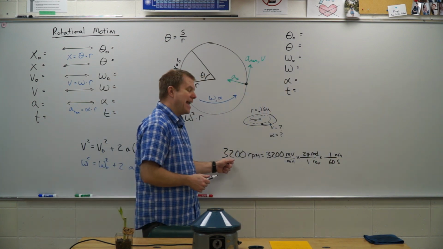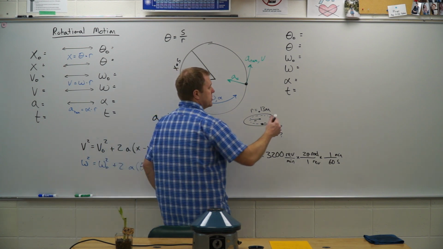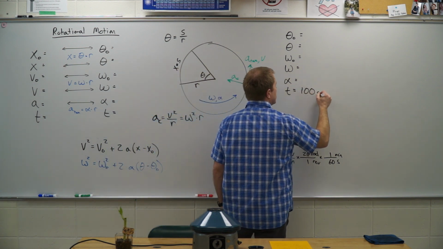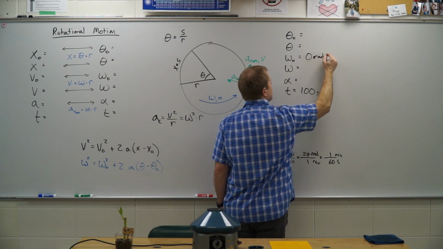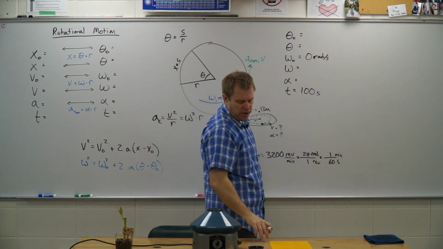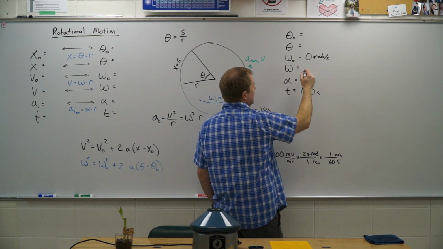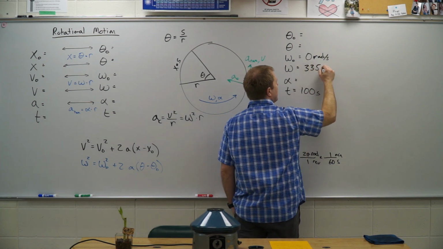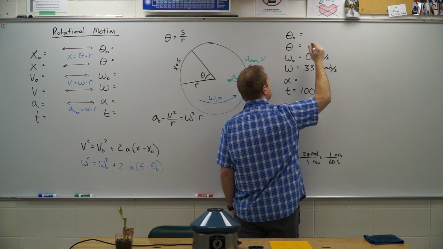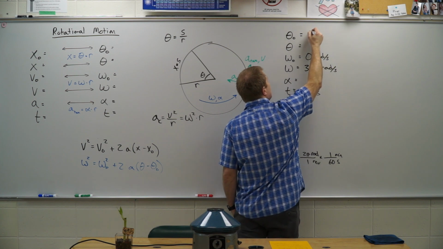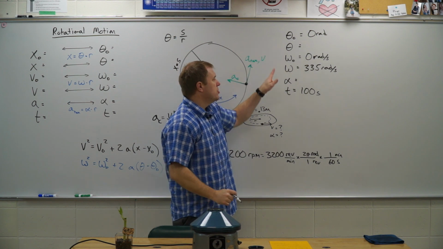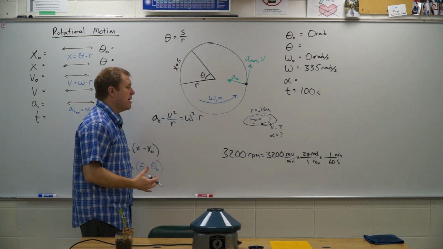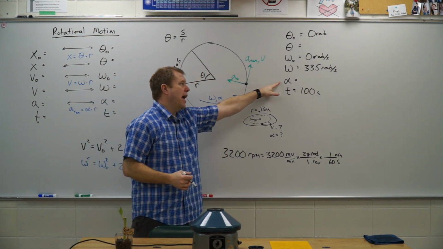This will be my angular velocity after that 100 seconds. So it took 100 seconds to go from rest, 0 radians per second, up to this 3,200. I typed that in my calculator already. It's about 335 radians per second. And it doesn't tell me where it starts, so I'm just going to choose that as 0. Now that I'm down to 2 unknowns, I should be able to solve for alpha.